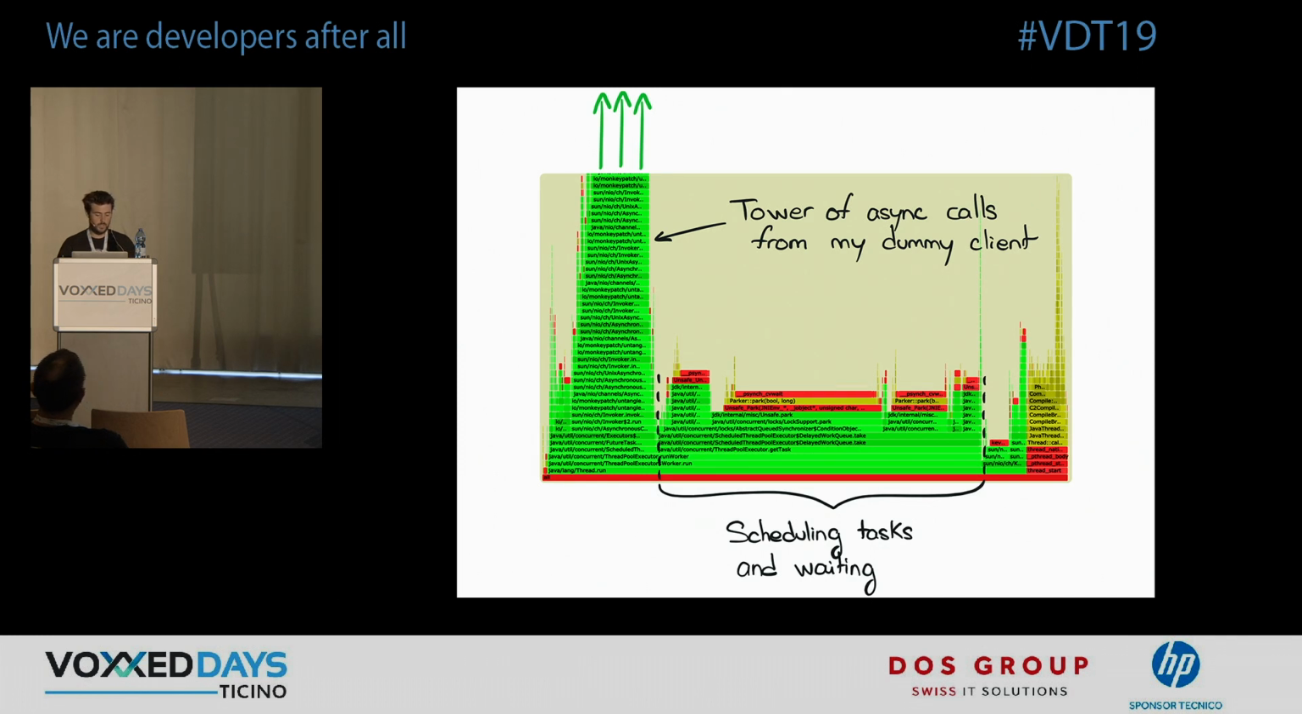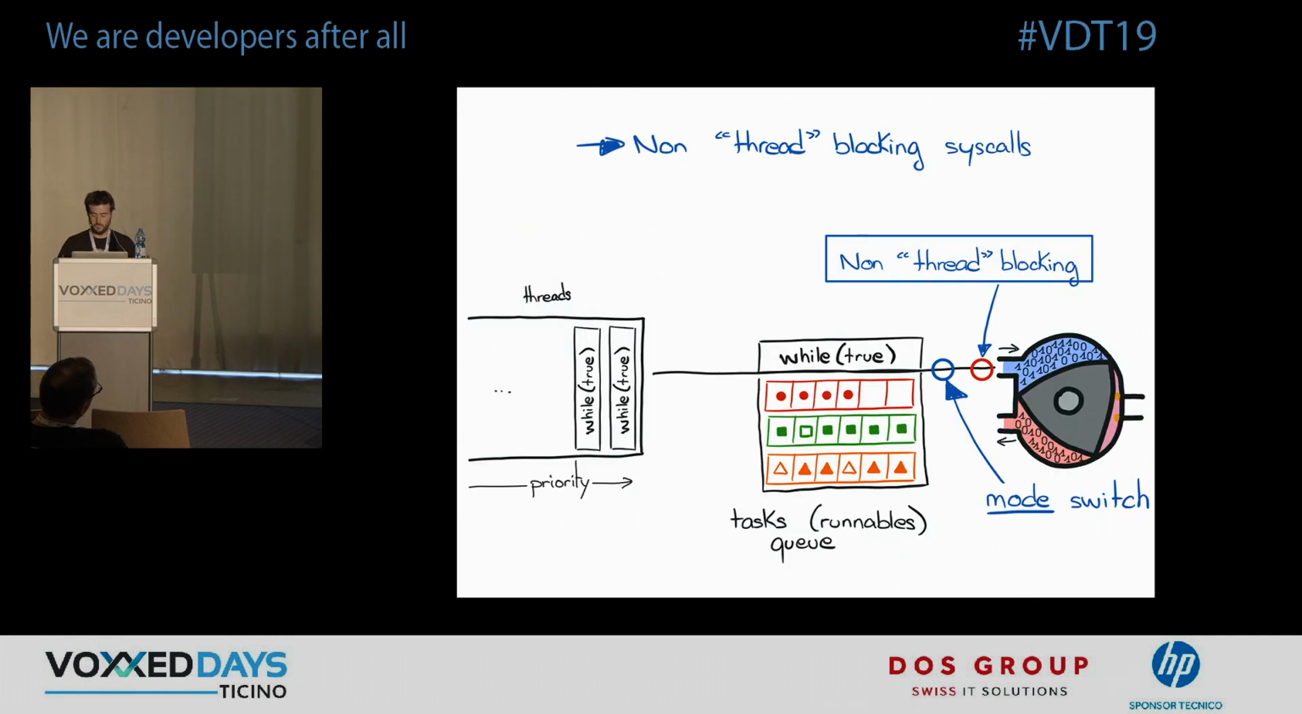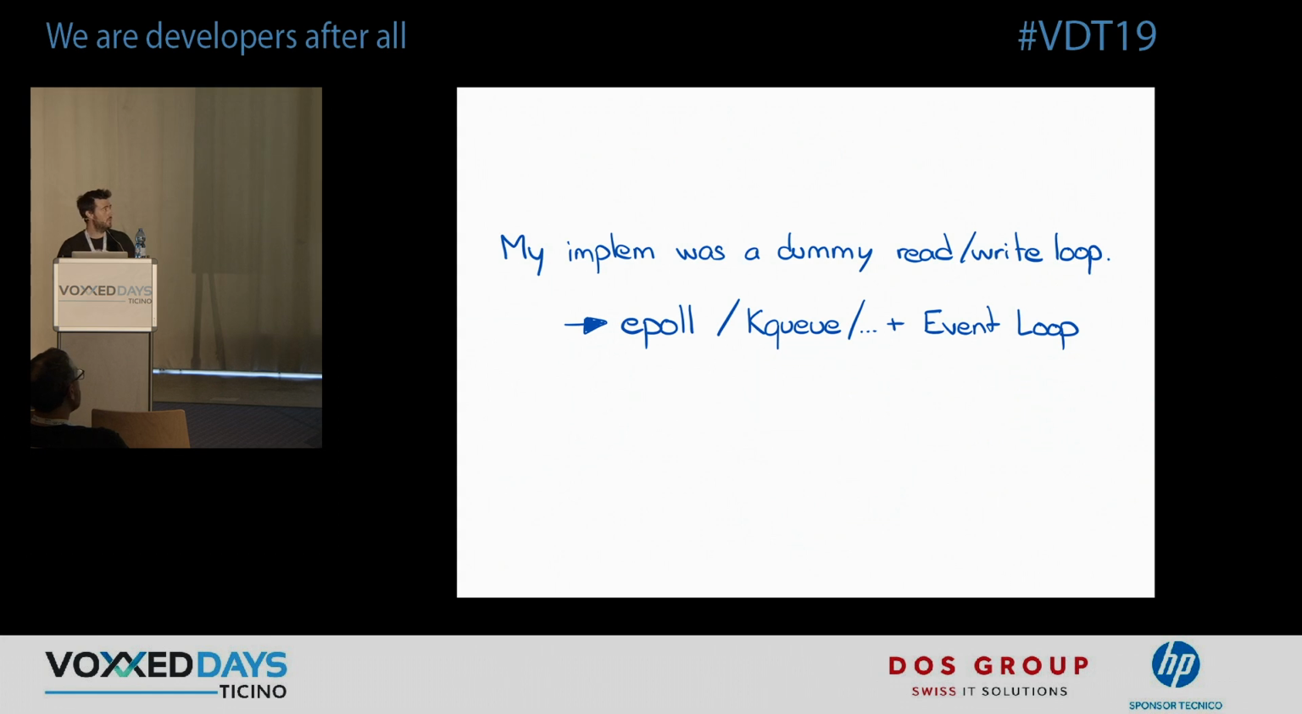So here you can see that my threads, again, are just handling events and not doing many things. But you can see this huge tower of asynchronous calls, which are from my dummy client, because I've made quite a simple implementation of my HTTP client. And because this is a so low-level API, it's hard to maintain, right?